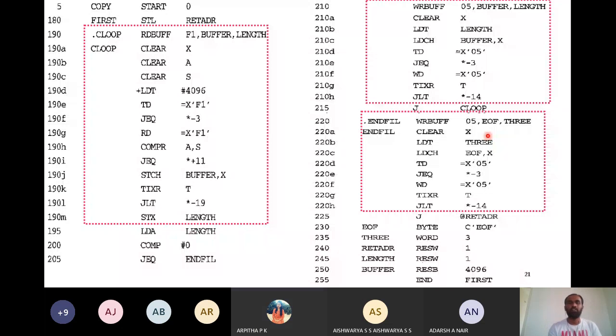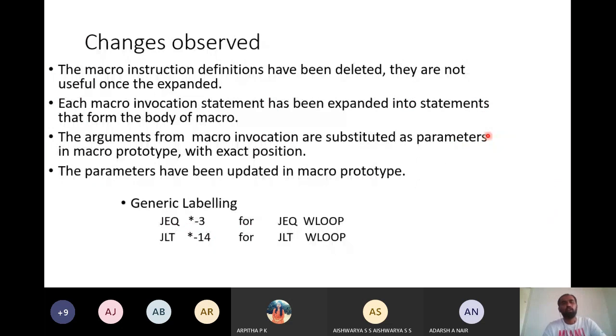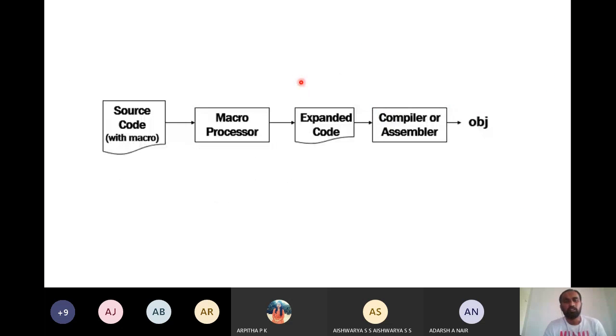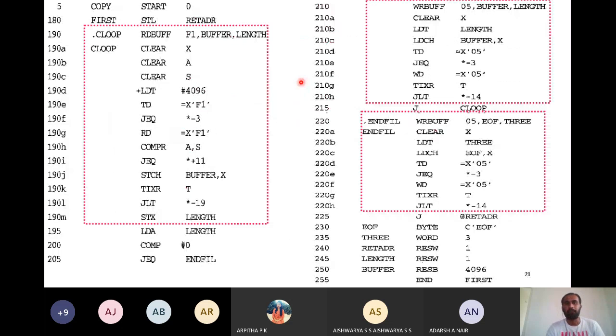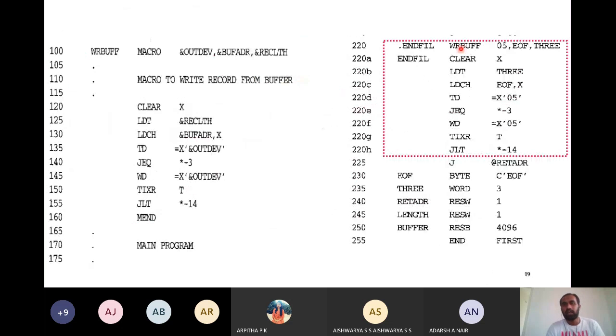So if there are no queries, now let me put all the things together. What are the changes you observed from the input to the output? When you pass these as an input, what is the output you are getting? The very first difference you are supposed to know is that the macro instruction definitions have been deleted. This is where I told you that as soon as you have this write buffer 05, UOF, 3, it will be expanded based on the macro definition.